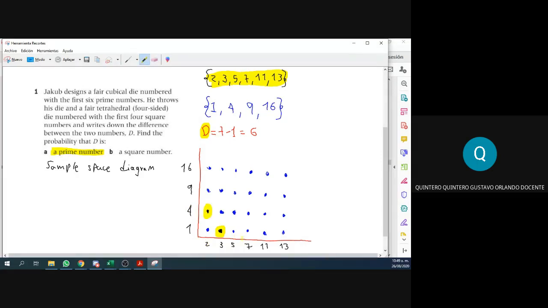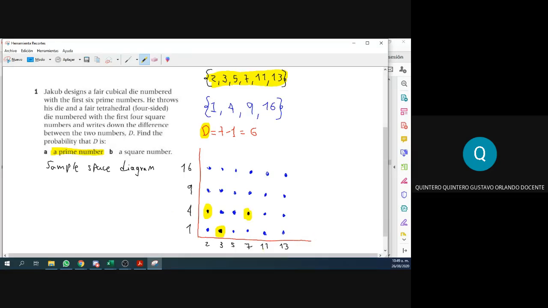And that is 2. The difference is 2, which is one of the prime numbers. So that is another one that I want to highlight. 3 minus 4 is 1. Not a good one. 5 minus 4, 1. Not a good one. 7 minus 4, 3. Look at this. This is a good one.